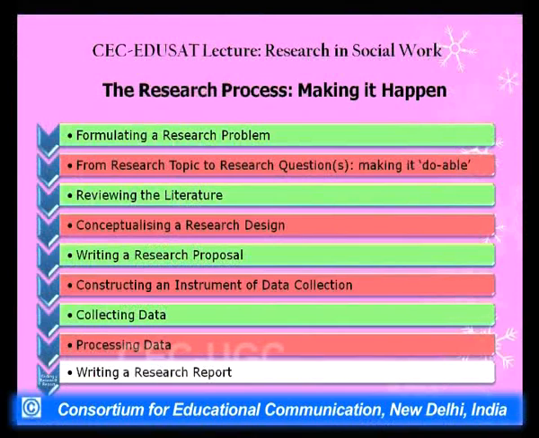Now, if we look at the entire research process, you see all the steps within the research process. Like any other research process, we also take the same steps. The first step, of course, is formulating a research problem. Let me just read out the steps and then we will go from one step to the other. The second step, of course, is that from this broad research problem or the research topic, we try and create research questions so that our research becomes doable, achievable, researchable. The third step is, of course, review of literature.